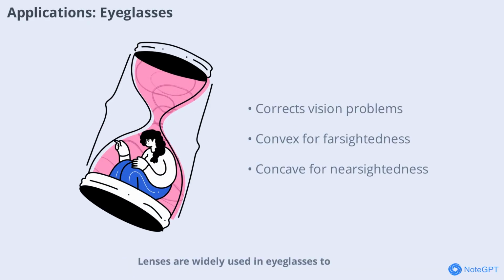Lenses are widely used in eyeglasses to correct vision problems like nearsightedness and farsightedness. Convex lenses help people with hyperopia, farsightedness, by converging light onto the retina, while concave lenses assist those with myopia, nearsightedness, by diverging light. The precise design of these lenses ensures clear vision and comfort for millions of people worldwide.